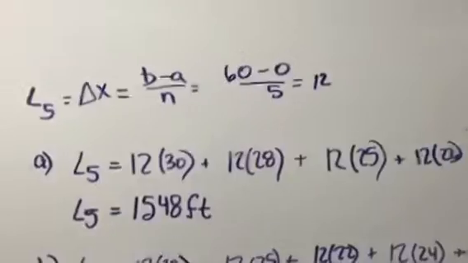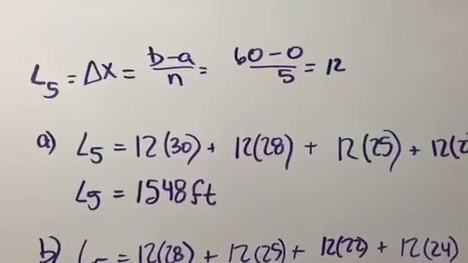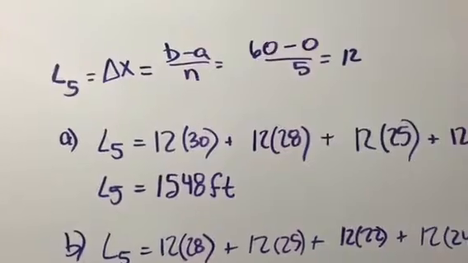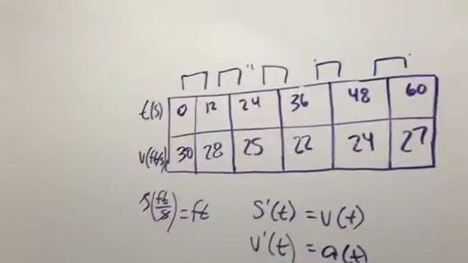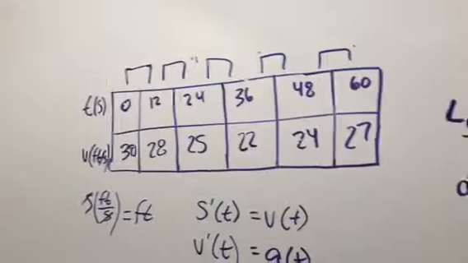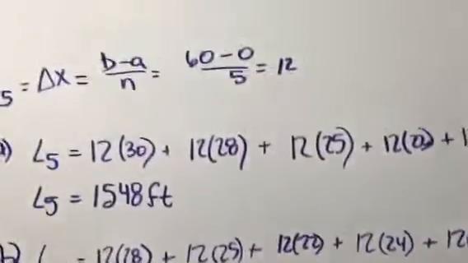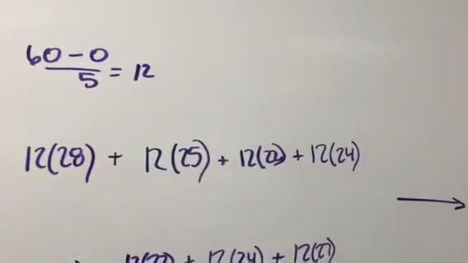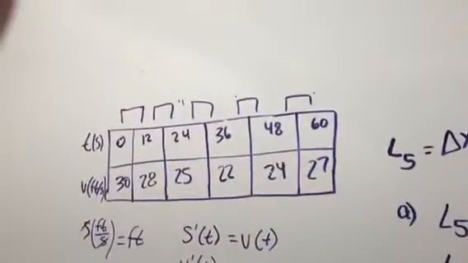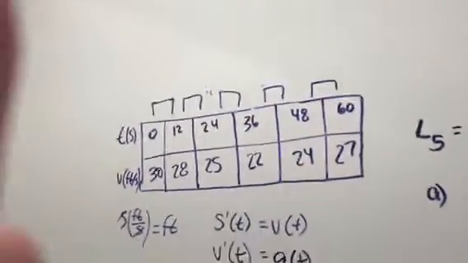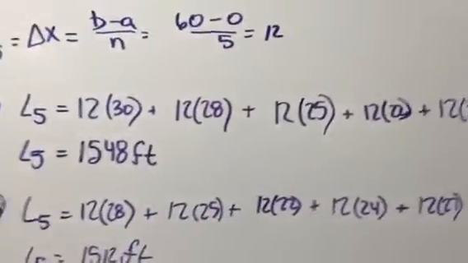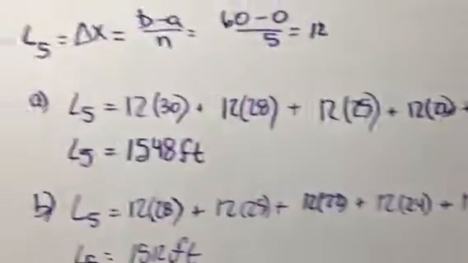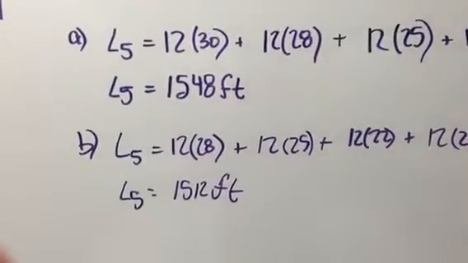In plugging the numbers in, you're looking for 5 points. It's the interval times the first point on the table, so 12 times 30. Then you add the next one, 12 times 28, plus 12 times 25, plus 12 times 22, and last 12 times 24. Make sure you leave out the 27 because that is not part of the left hand sum. To simplify, you could also do 12 times 30 plus 28 plus 25 plus 22 plus 24. You are left with 1548 feet.